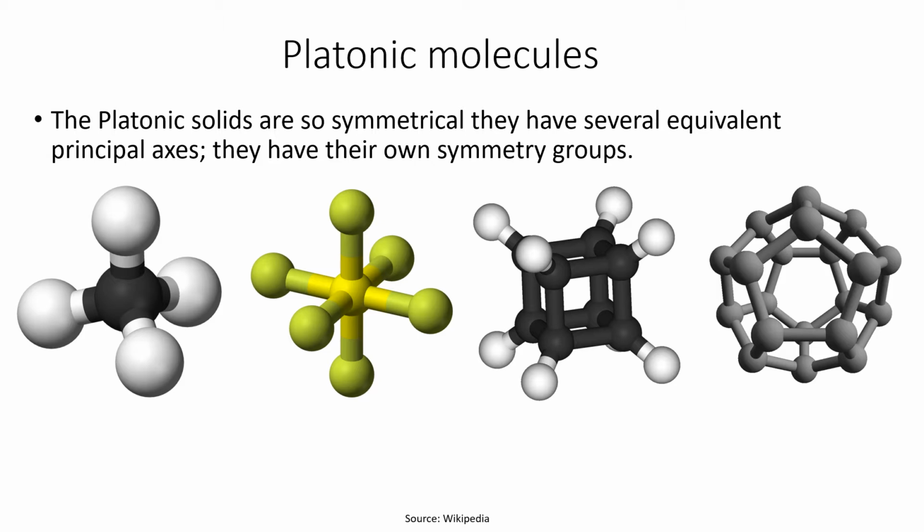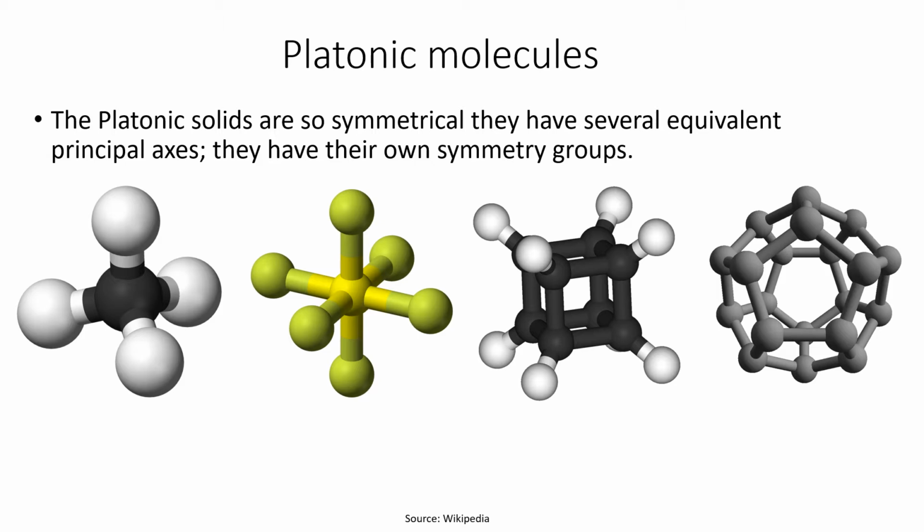So on the left there we've got a tetrahedral molecule, methane. Then we've got something like SF6, an octahedral molecule. Then next up we've got cubane. So far we've got a tetrahedron, an octahedron, a cube. And then on the right there, this is actually the simplest possible fullerene. This is a C20 cage where the atoms are at the corner positions of a dodecahedron.